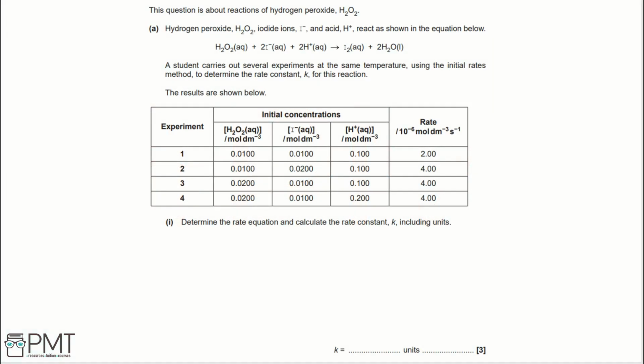This question is about the reactions of hydrogen peroxide, H2O2. Part A. Hydrogen peroxide H2O2, iodide ions I- and acid H+ react as shown in the equation below. A student carries out several experiments at the same temperature using the initial rates method to determine the rate constant K for this reaction. The results are shown below. Part I. Determine the rate equation and calculate the rate constant K using units.